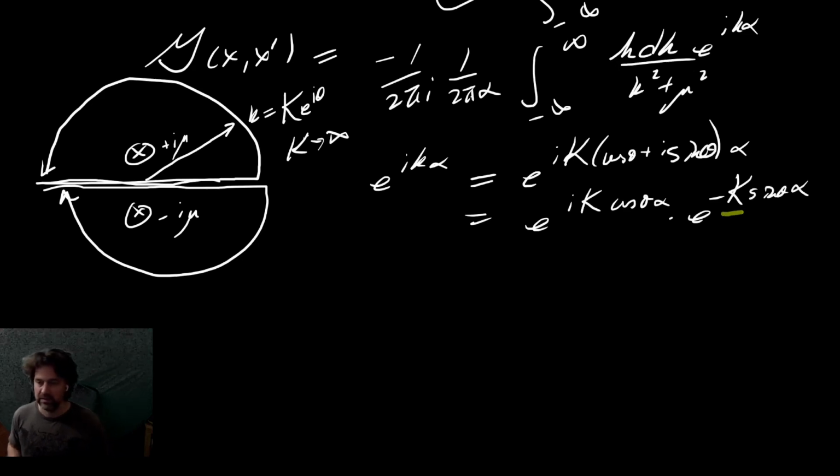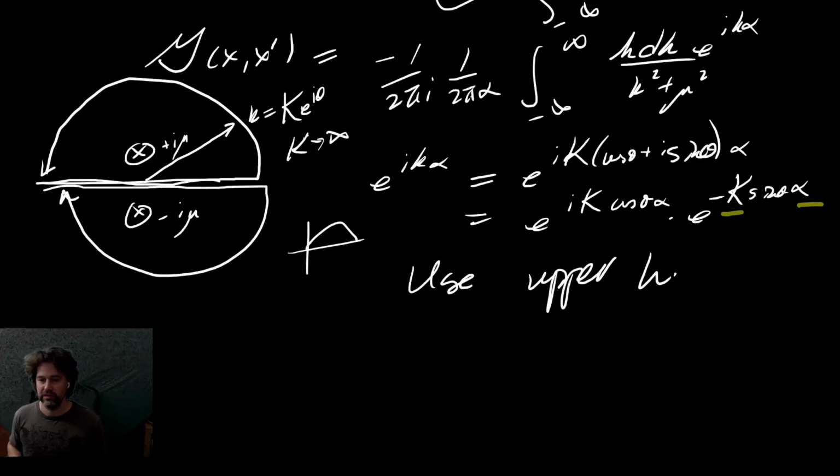Now, K is positive, going to positive infinity. Alpha is positive, that's the absolute value of x minus x prime. And we need a positive sine theta so that the whole term is negative. And sine theta in the upper half plane is strictly positive. So that means we want to use the upper half plane contour.